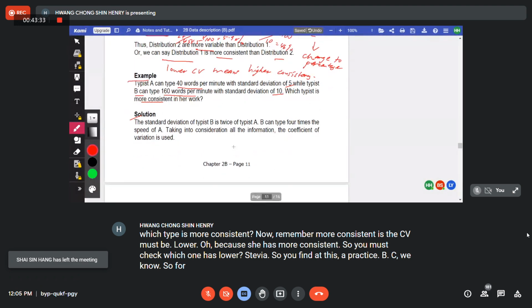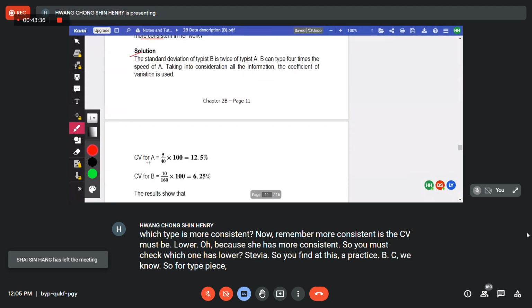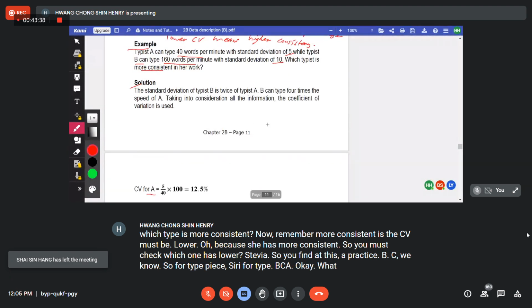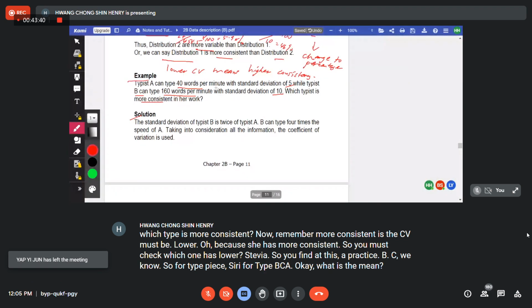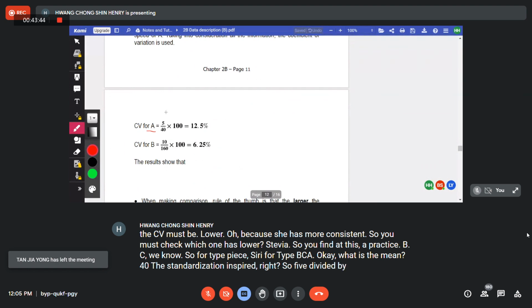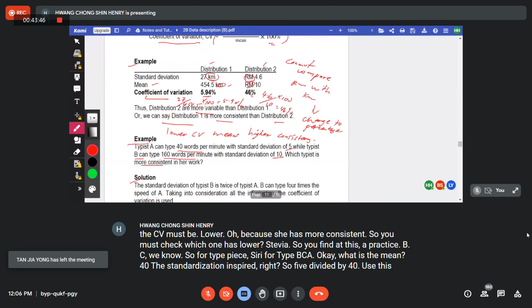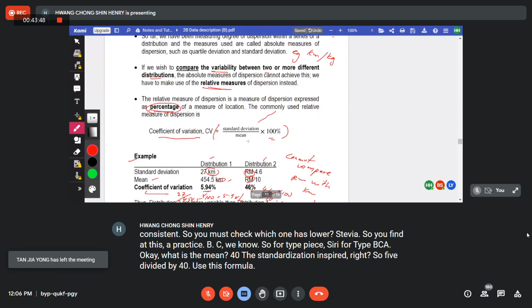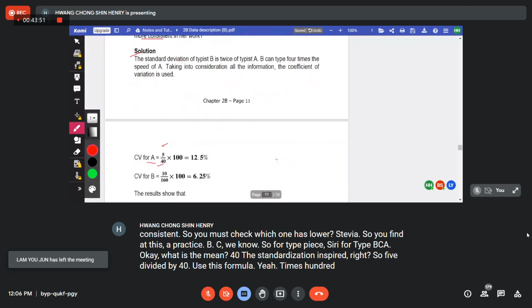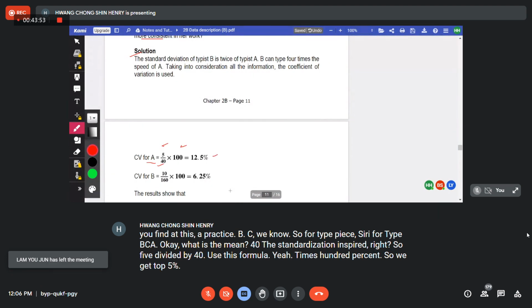For typist A, what is the mean? 40. The standard deviation is 5, right? So 5 divided by 40. Use this formula, times 100%. So we get 12.5%.